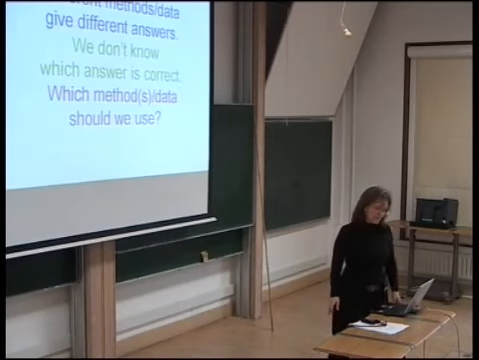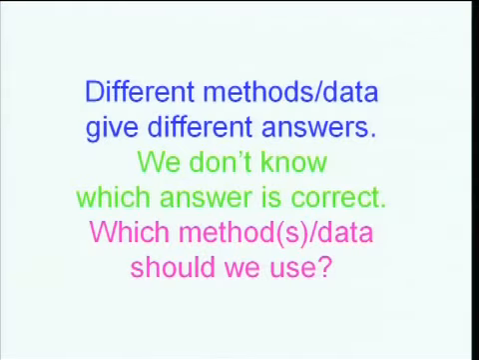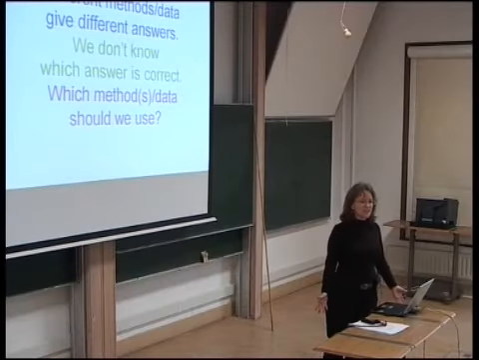So the different methods give different answers, and we really don't know which method is giving the right answer. We don't know if any of them are giving the right answer. We don't know what answer is correct. And so we don't really know what method to use. We don't know what data to use, right?